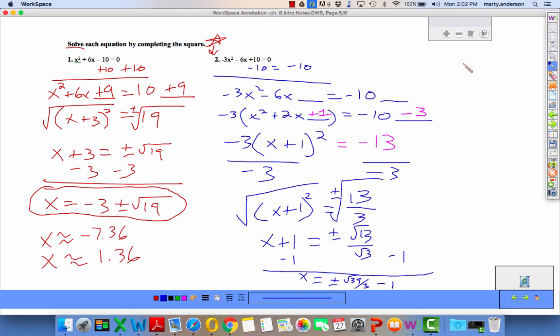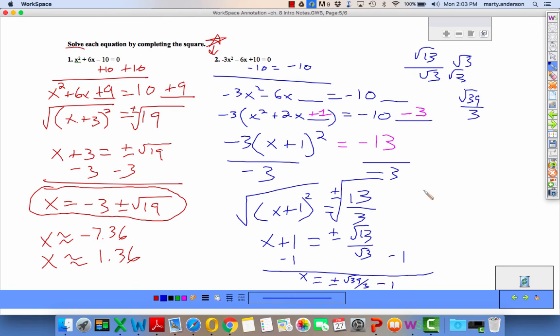Where did the 39 over 3 come from? Remember, square root of 13 over the square root of 3, multiply. It's not letting me write over there. Try it again. The square root of 13 over the square root of 3. Multiply the top and the bottom by the square root of 3. You get your square root of 39 over 3.